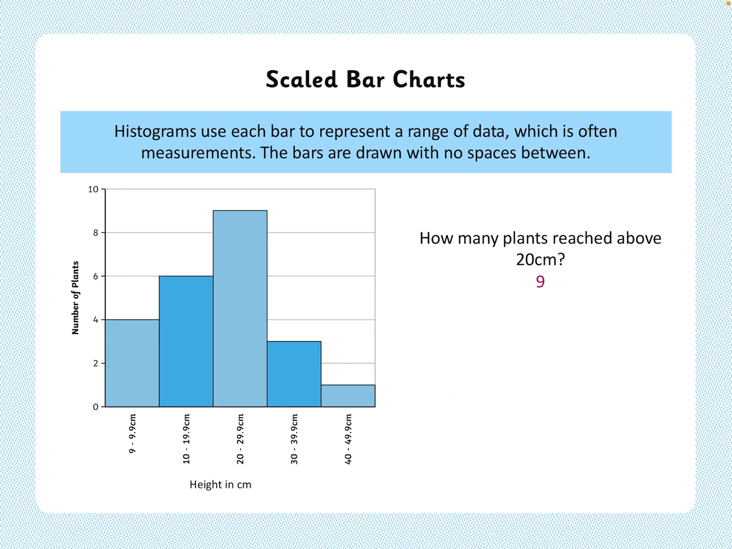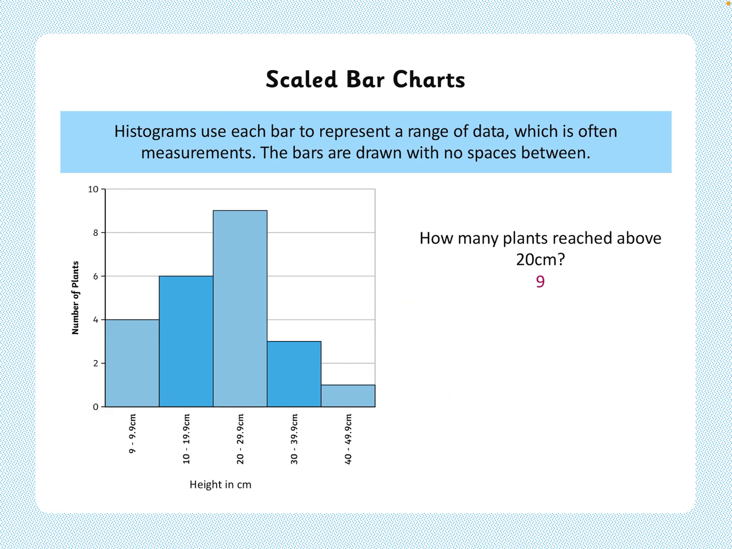So we also have different types of bar graphs. Here is an example of a bar graph that is used for measurement. So these are called a histogram. Now they're set out the same as a bar graph, but they don't have spaces in between each bar. So you can see that this is to represent the number of plants and the height that they've grown.